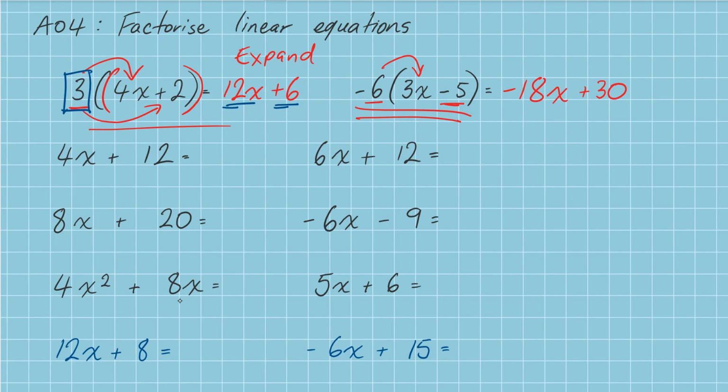You can do the same thing over here and notice that minus 6 is a factor of minus 18 and 30. So what we're essentially trying to do today is put it back inside the brackets, and the way you do that is by identifying a common factor of both of those numbers in that linear equation. So let's have a look at our first question.